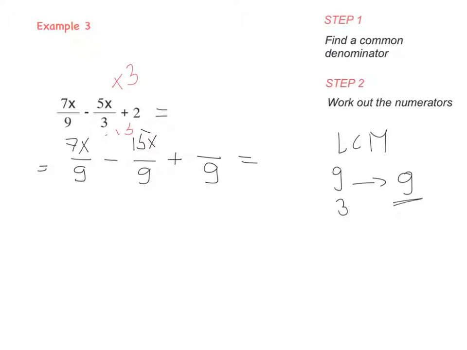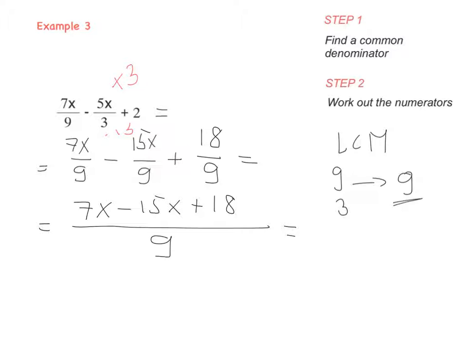And now we have 2 in here, okay? So what number divided by 9 gives you 2? Okay, what number divided by 9? As you remember, this line means dividing. So what divided by 9 gives you 2? It's 18, okay? Right, so we have the same denominator, and now we need to work out the top numbers. So we have 7x minus 15x plus 18 all over 9.